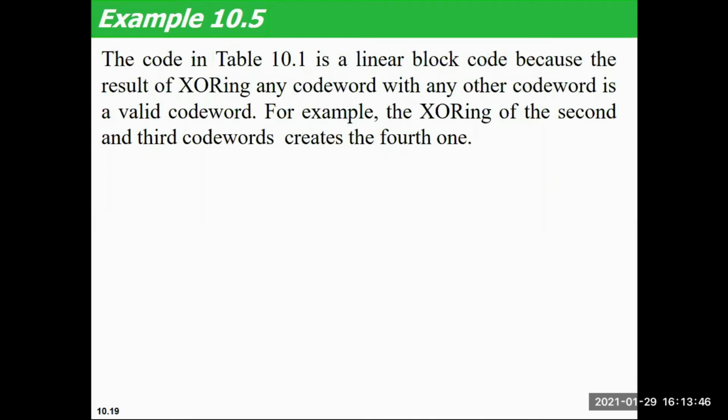So the code word in the previous table is a linear block code, because the result of XOR of any code word with any other code word is a valid code word. Okay, so whenever the XOR of any code word with another code word is also a code word, then it is known as linear block coding. Remember this point.